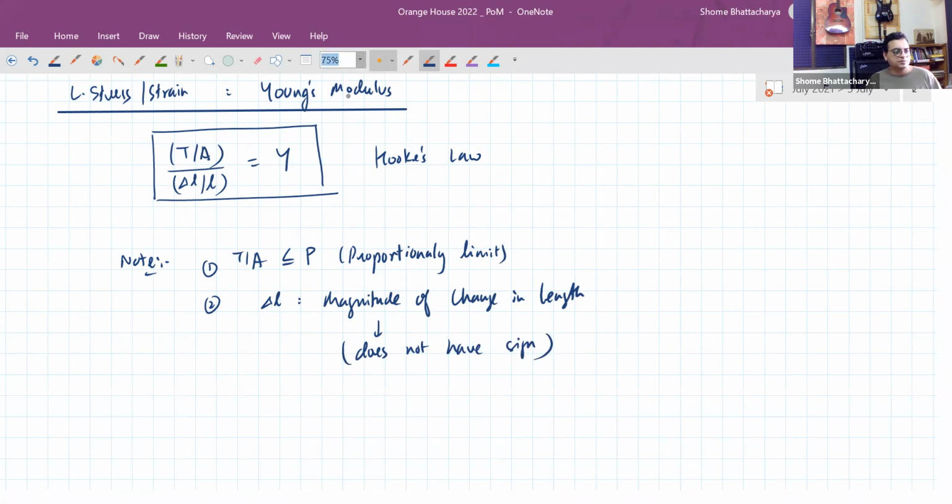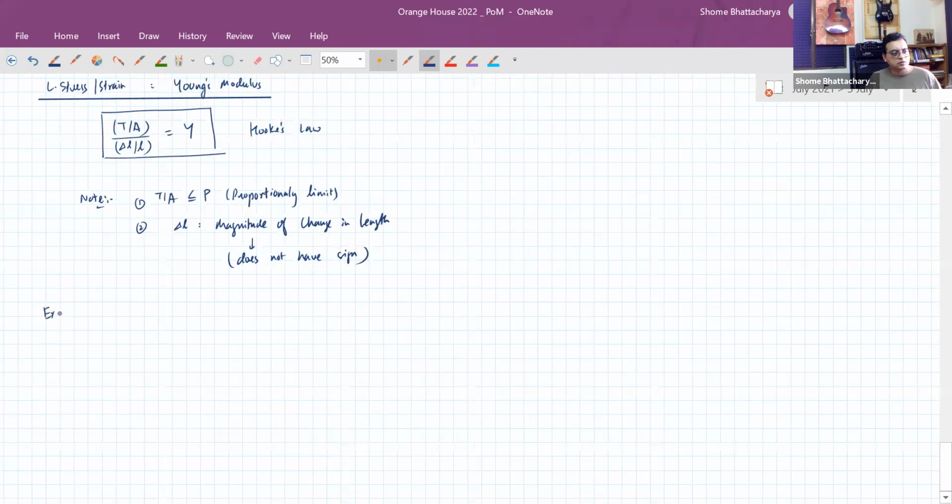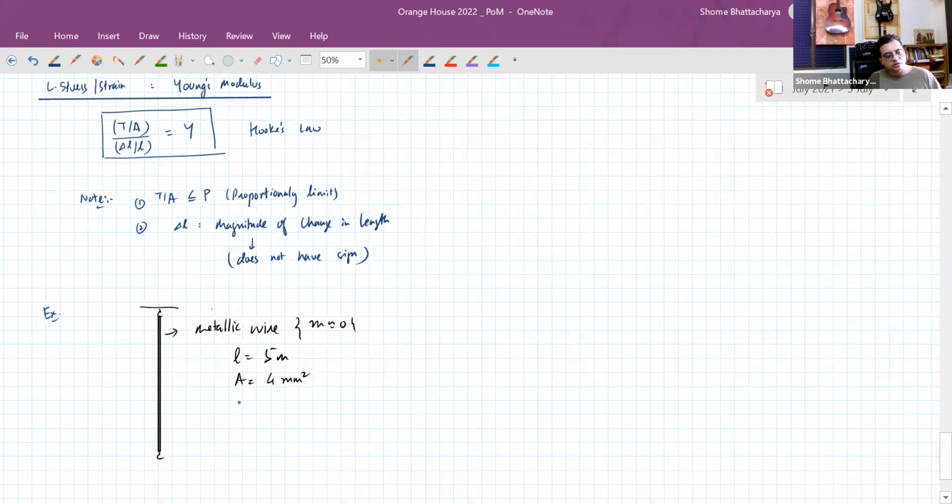So let's look at an example application of this. So just to understand the type of values involved, okay, let's look at a typical practical example. So let's say we have a metallic wire. Okay. So it's of negligible mass. Now its natural length is, let's say, 5 meters. Its area of cross section is, let us say, 4 millimeters square, and the Young's modulus is, let's say, 2 into 10 raised to the power 11 for that particular metal.